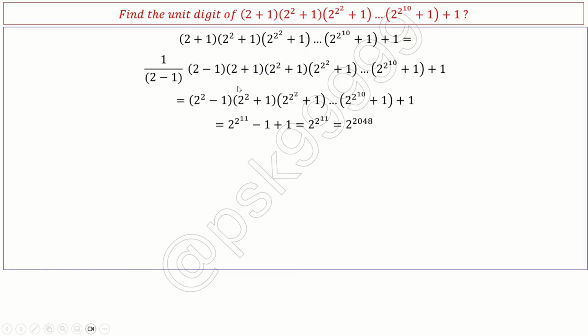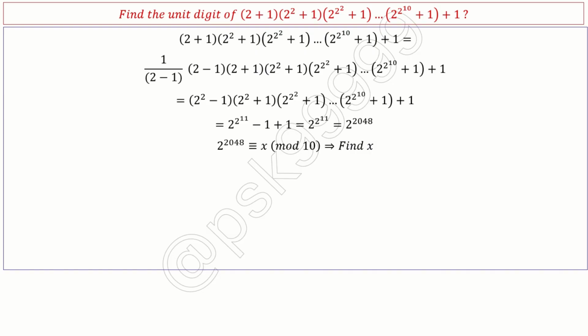And finally, this will become 2 to the power of 2² minus 1, which will again multiply with this one. It will become 2 to the power of 2³ minus 1 and so on. So finally, I will be left with 2 to the power of 2¹¹ minus 1, plus 1, which is already there. So plus 1, which is nothing but 2 to the power of 2¹¹. That is 2 to the power of 2048. 2 to the power of 10 is 1024, 2 to the power of 11 is 2048. So 2 to the power of 2048.